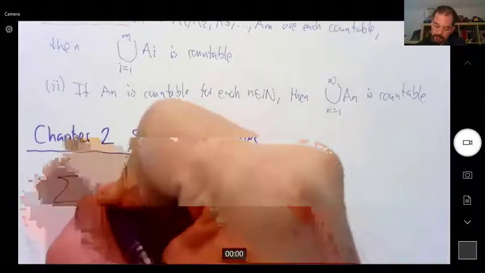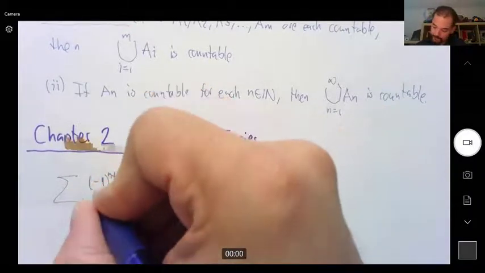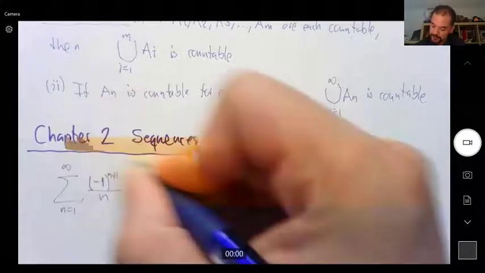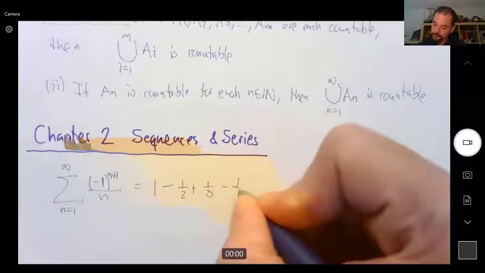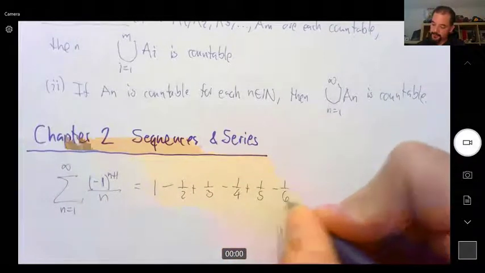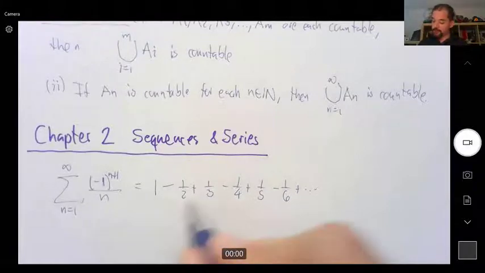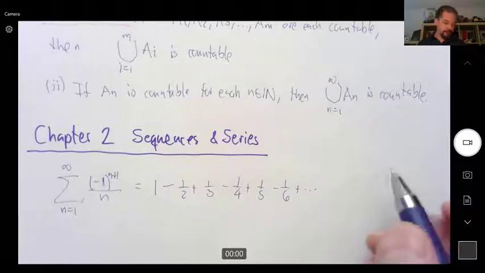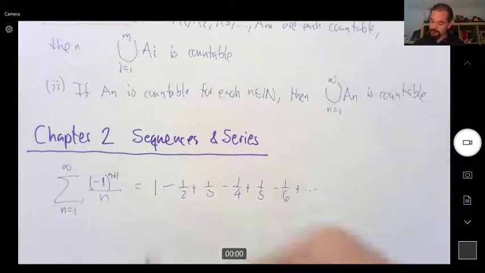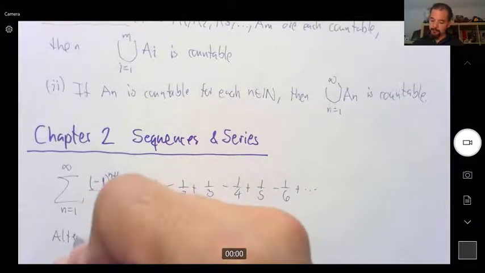It's called the alternating harmonic series. It's -1 to the n plus 1 over n, from 1 to infinity. This series is 1 minus 1/2 plus 1/3 minus 1/4 plus 1/5 minus 1/6, etc. And you should remember that it converges. So when you do the partial sums, in the end you get a number, right? Maybe some of you even know what that number is. Not that it's relevant here, but this is actually convergent, and it's called the alternating harmonic series.